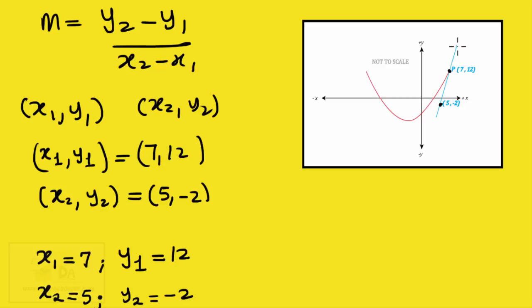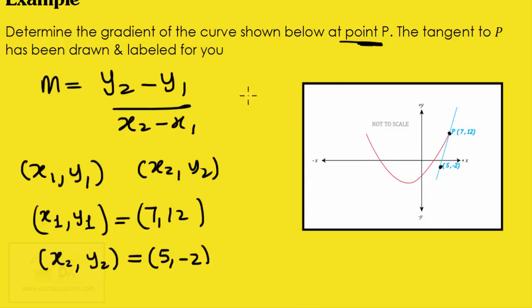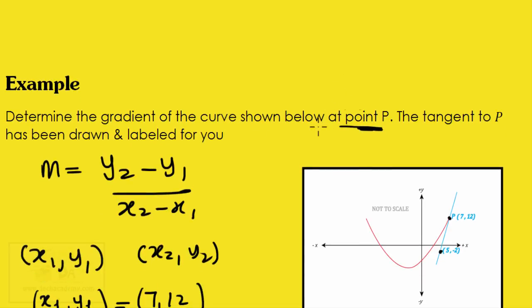The gradient of the tangent line to the curve at point P is also 7. Remember, the gradient of the tangent line to a curve at a point is equal to the gradient of the curve at that point. So what we did was find the gradient of the tangent line. We got that to be 7. So the gradient of the curve at point P is also 7.